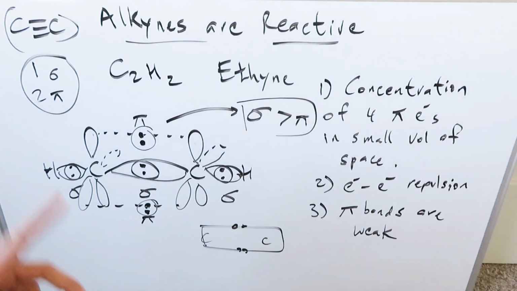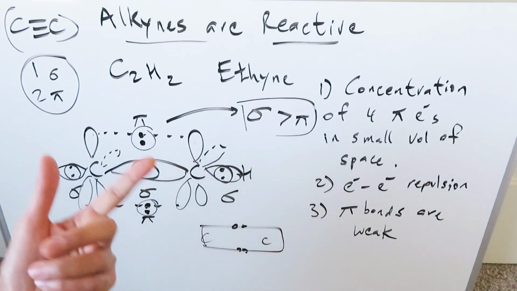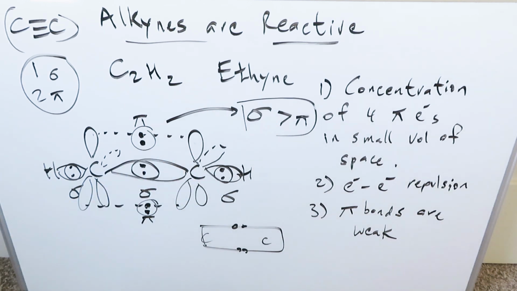If someone were to ask you why are alkynes reactive, these are your points: 4 pi electrons in a small region of space, significant electron to electron repulsion, and the pi bonds in themselves are inherently weak. And that right there is the end of this video.